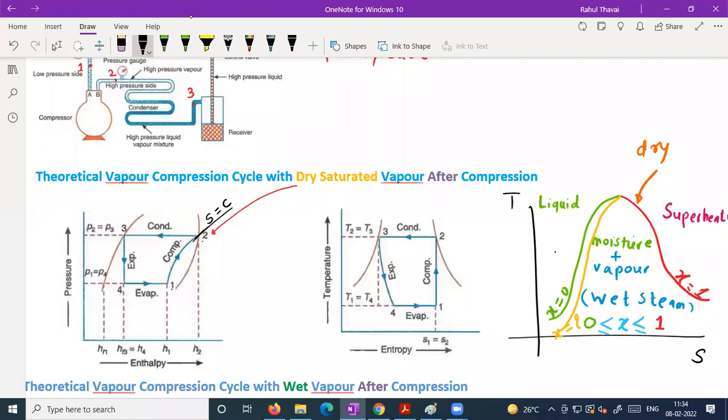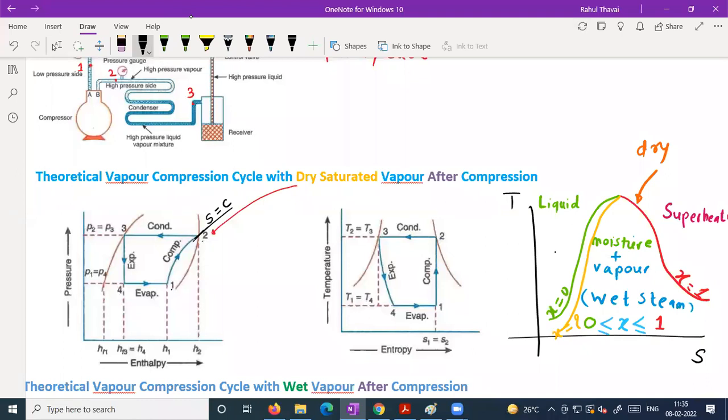The meaning of isentropic is nothing but adiabatic. So we want that process to be adiabatic, that means there should not be any heat transfer. So this process 1 to 2, which occurs in a compressor, is an isentropic process, and it appears as a straight line on the TS diagram.